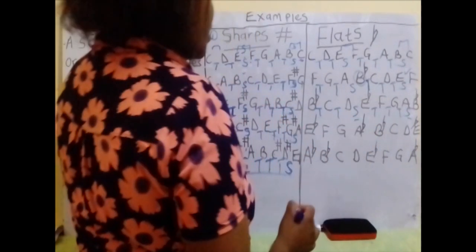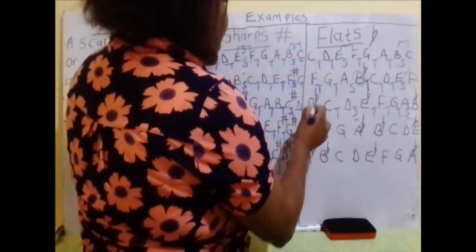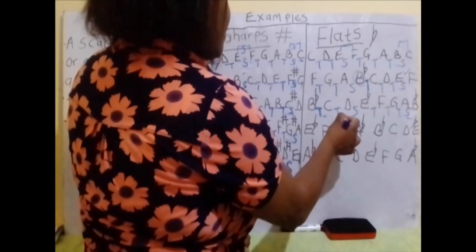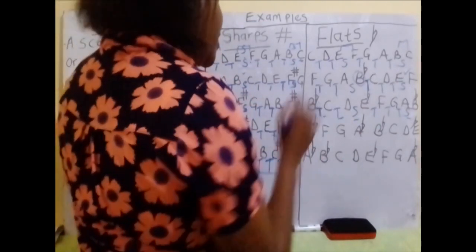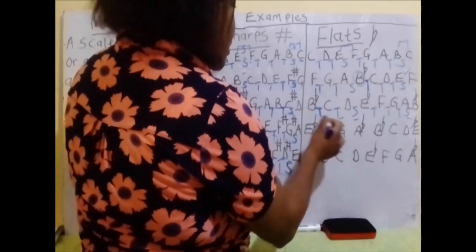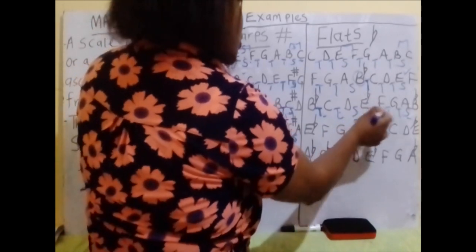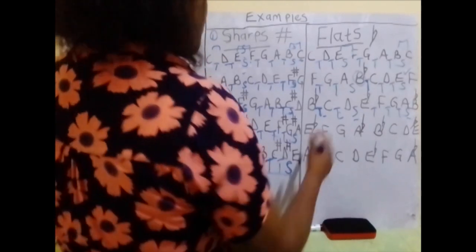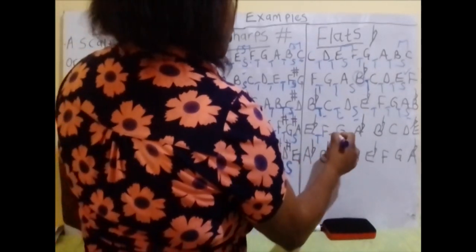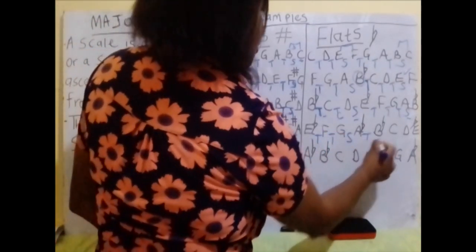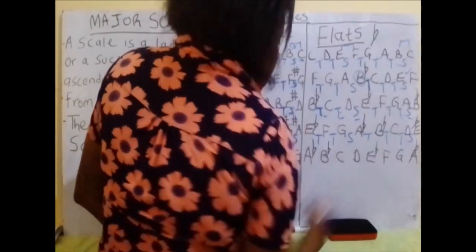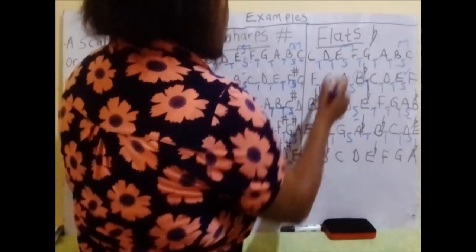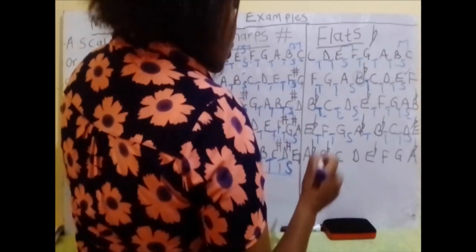The formula must not be tampered with. The only thing you can do in order to get that formula of tone, tone, semitone, tone, tone, tone, semitone is to either lower or raise. We come here, we see tone, tone, semitone, tone, tone, tone, semitone. So what did we do? Between E and F, it was supposed to be a semitone. So what did we do? We lowered this so that we can get the tone.